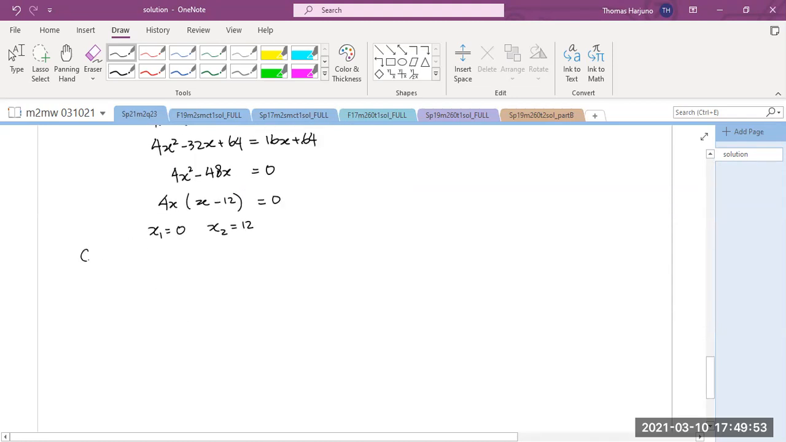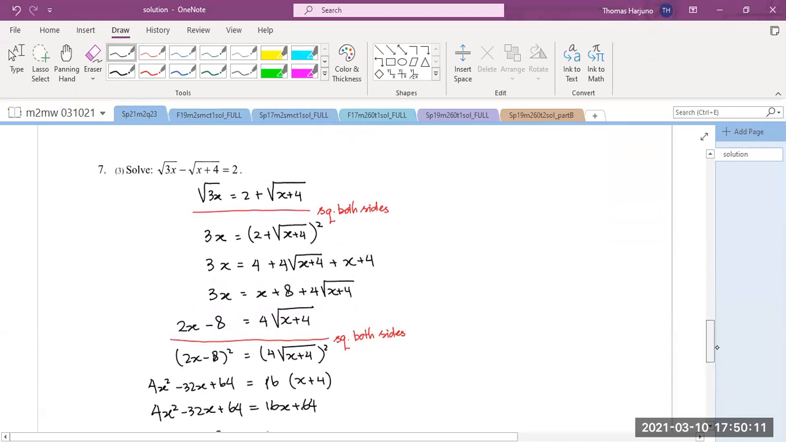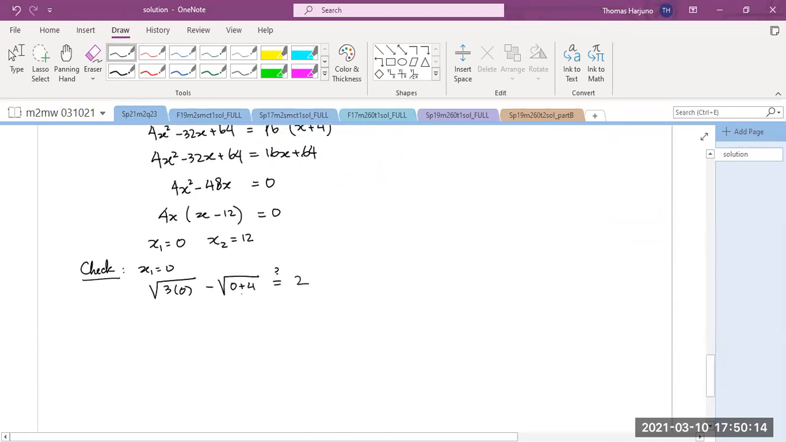So check for x1 equals 0: square root of 3 times 0 minus square root of 0 plus 4, is it equal to 2? The square root of 0 is 0, minus square root of 4 is 2. Is it equal to 2? Negative 2 is not equal to 2. So x equals 0 is not a solution. It's just an extraneous solution.